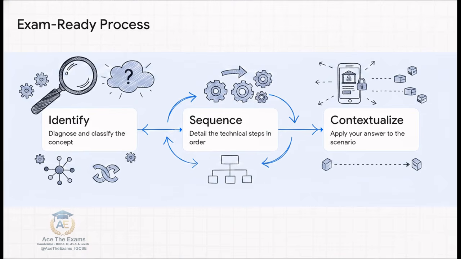First, identify. What is it? Second, sequence. How does it work logically? And third, apply contextual specificity. Why is it being used here in this specific app? If the exam question is about a banking app, don't just explain encryption in a vacuum. Explain how encryption specifically protects the customer's financial data during transmission.